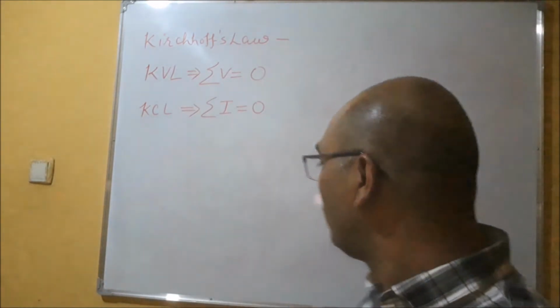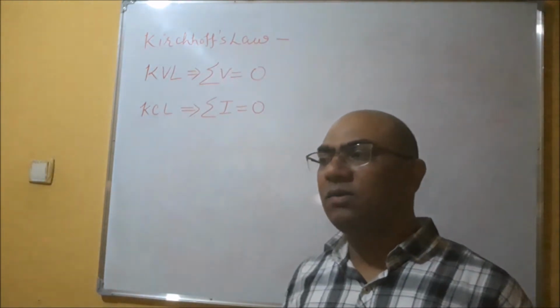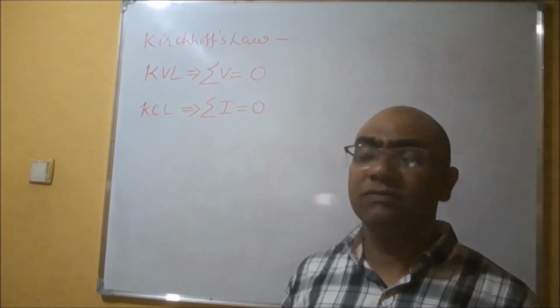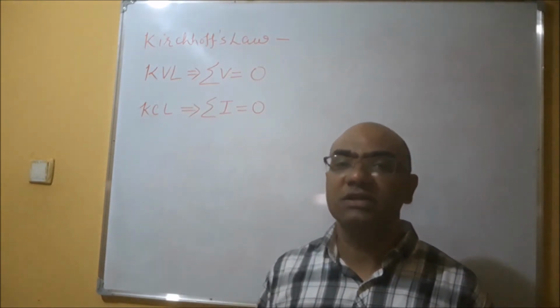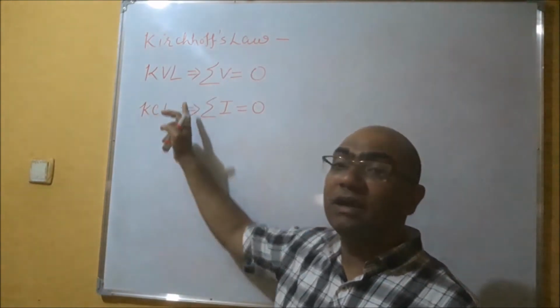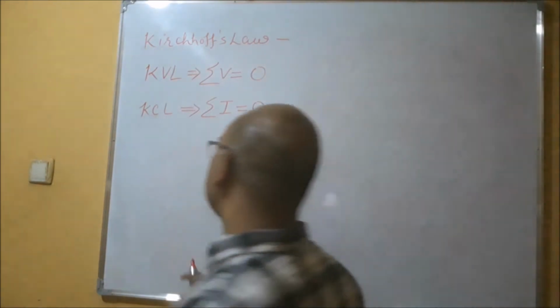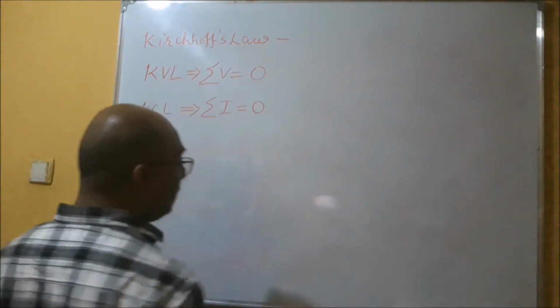So with this, let us start by recapping two important things: the difference between loop and mesh, and the difference between node and junction. Then we will give you the definitions of KVL and KCL. So in a very fast way, let us take a simple circuit.